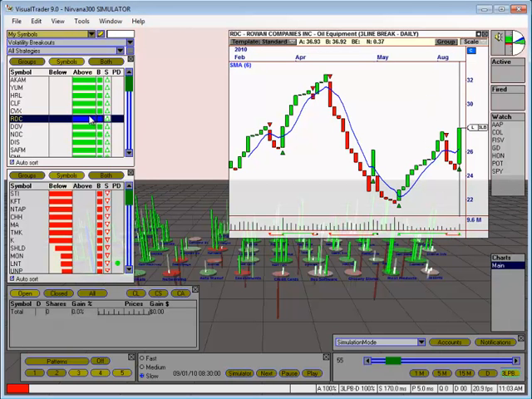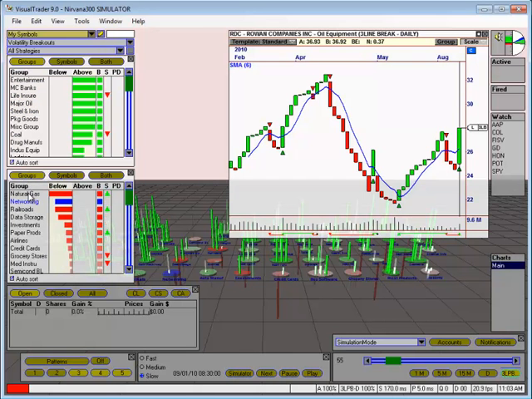Now let's look at the groups. I simply sort on the groups button up here, click that, and I can see that entertainment is my strongest group, followed by banks, followed by life, leisure, major oil, steel, and iron. Let's go to the bottom list and look at our weak groups, natural gas, networking, railroads, and data storage.